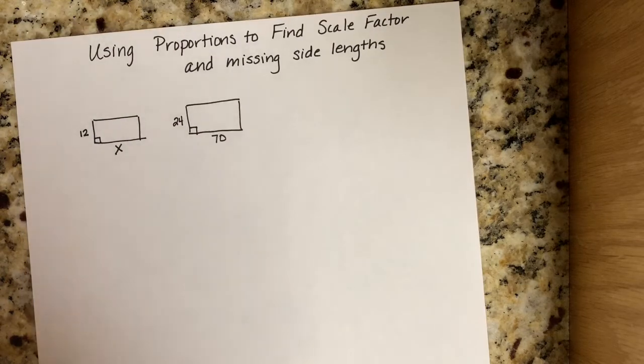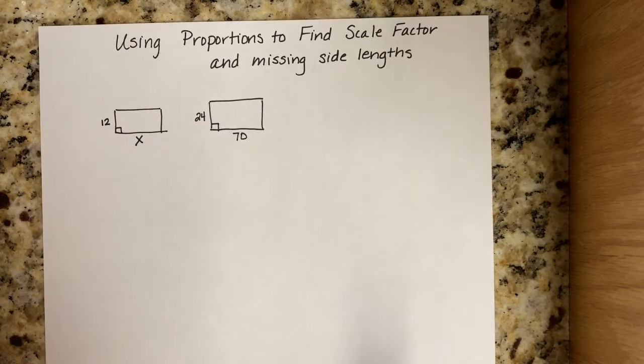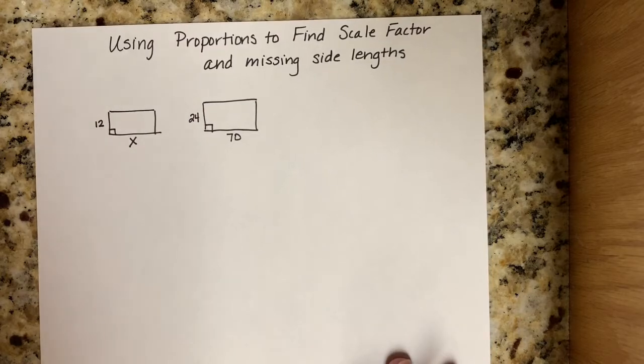So today I'm gonna extend what you guys learned yesterday from your iReady lesson, and I'm gonna use proportions to find scale factor and missing side lengths. So what we're gonna learn here is how to set up a proportion, and in that proportion we can find both the scale factor and the missing side length.